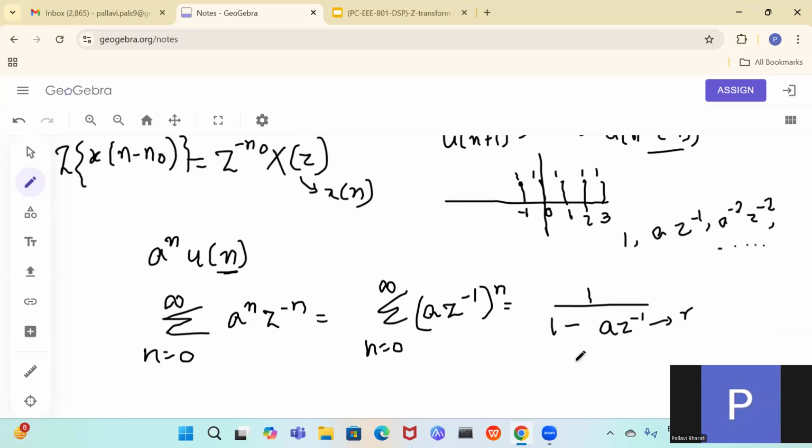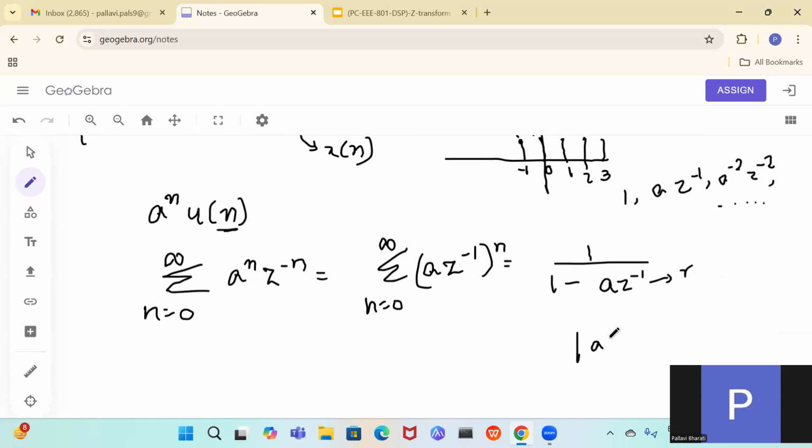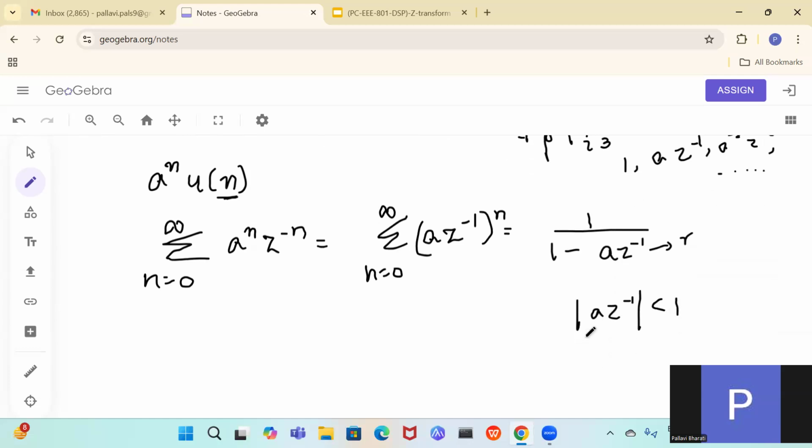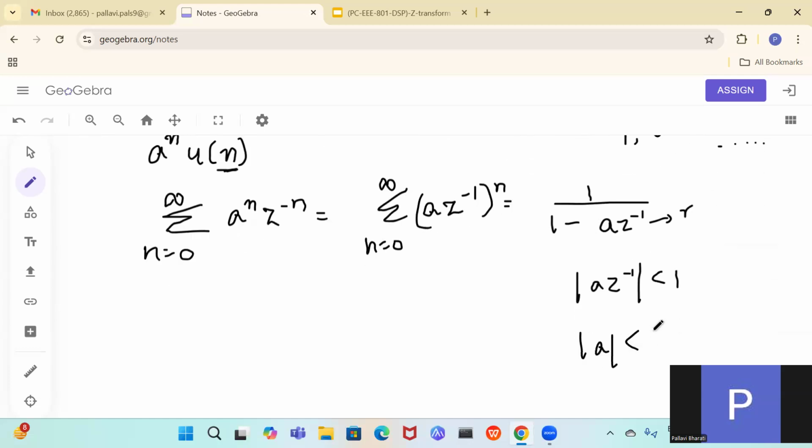If you divide two consecutive terms, then you will get the common ratio as this one. Now, what is your ROC for this? Mod of a z to the power minus 1 is lesser than 1. That will give you mod a is lesser than mod z. That means the ROC is going to be mod z greater than mod a. But this is X of z: 1 by 1 minus a z inverse.